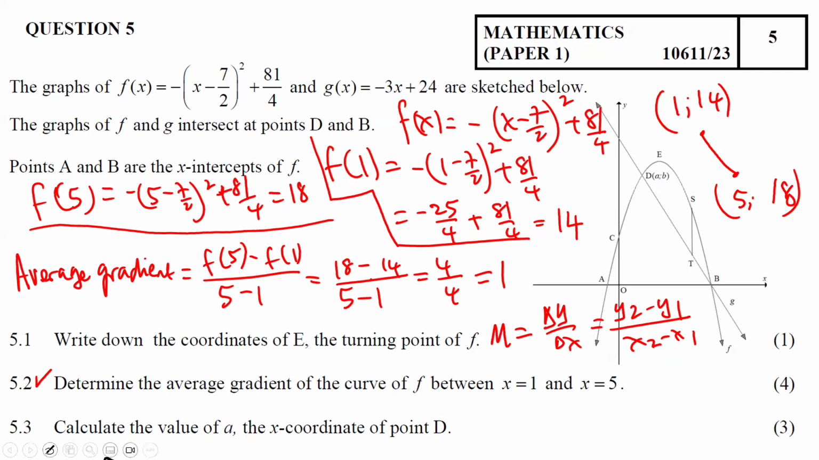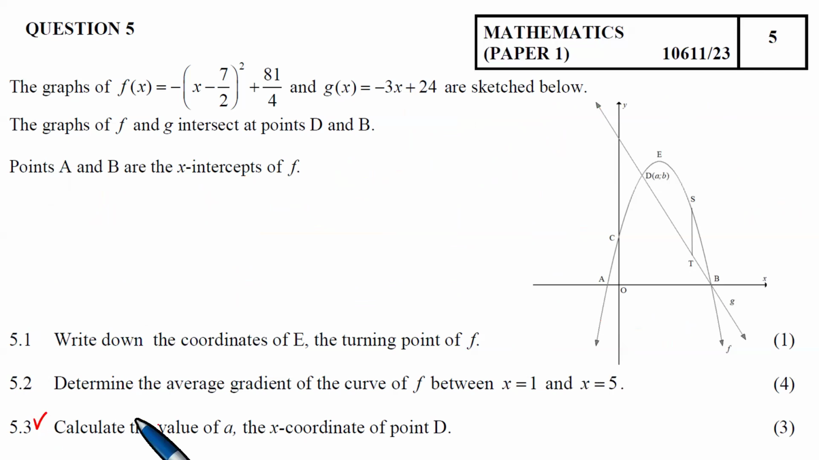We move on to 5.3. And 5.3 goes as follows. Calculate the value of A, the x coordinate of point D. Point D here has the coordinates A and B. Calculate the value of A, the x coordinate of D. Remember, the graphs f and g intersect at points D and B. So this point D that is sitting here is the point of intersection.